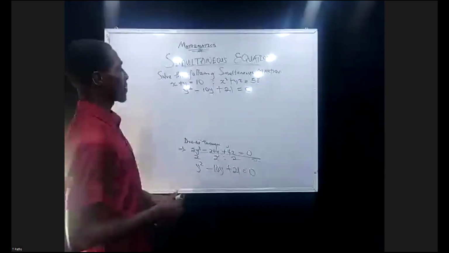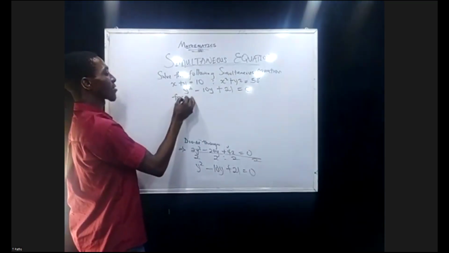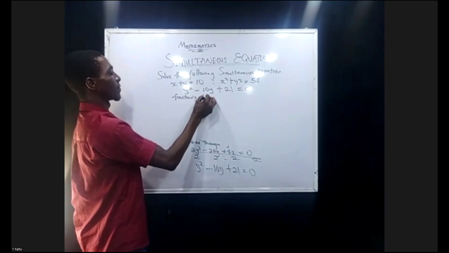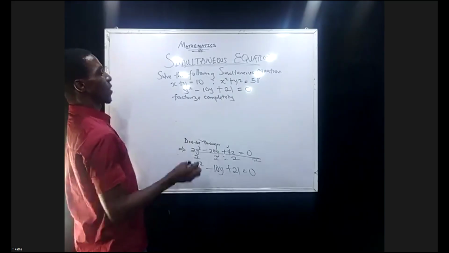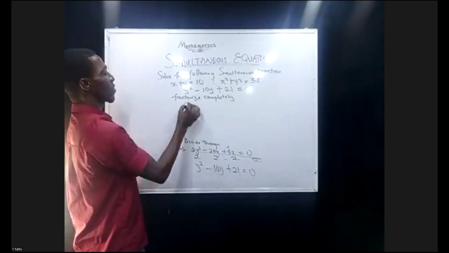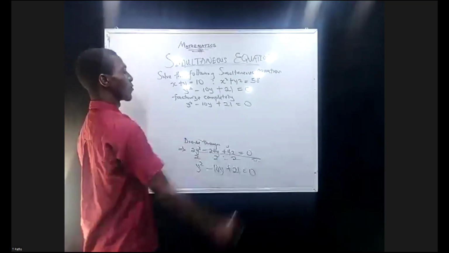So for this class, we are making use of the factorization method. So I say, factorize completely. So how do we factorize completely? y squared minus 10y plus 21 equals 0.